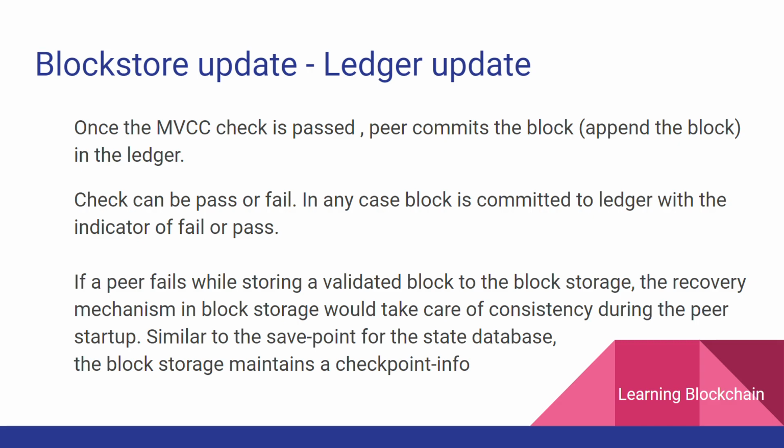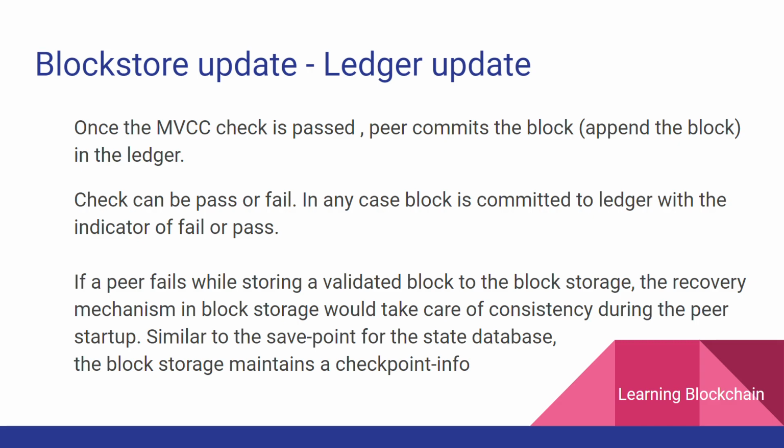Now the last point: if a peer fails while storing a validated block to the block storage, the recovery mechanism in block storage would take care of consistency during the peer startup. So now we know about the block store update, that the peer commits the block inside the blockchain. But this is a very vital point: if the peer crashes while committing, what will Hyperledger do? Here they will not go up to the gossip module and do all those things. Here there is a special thing called the save point and the checkpoint info.